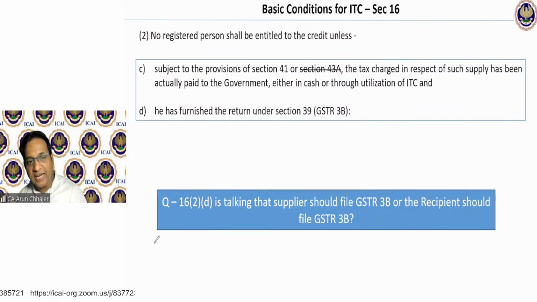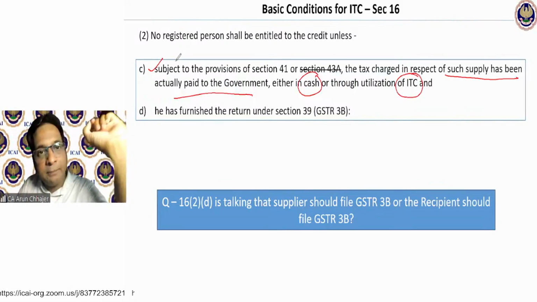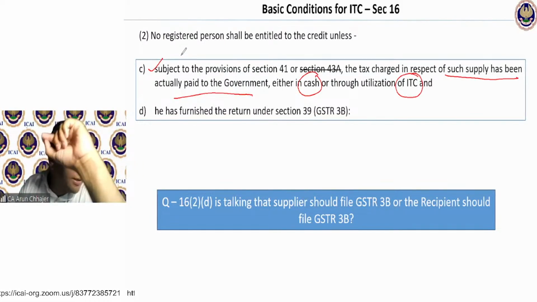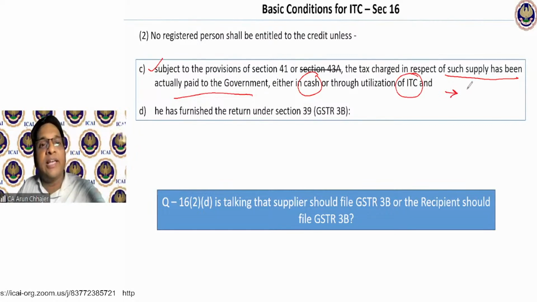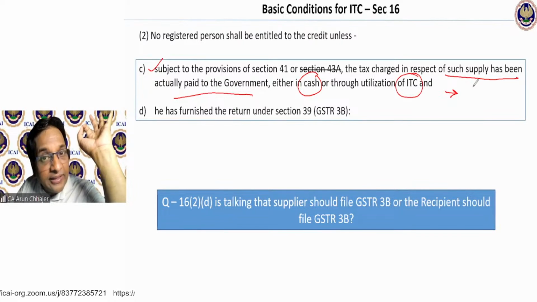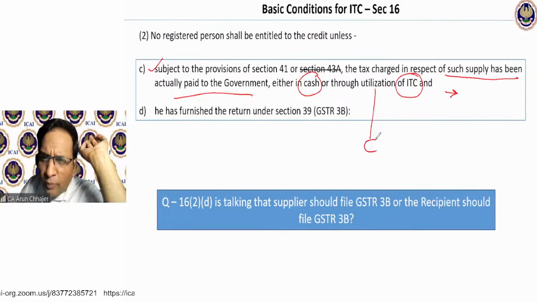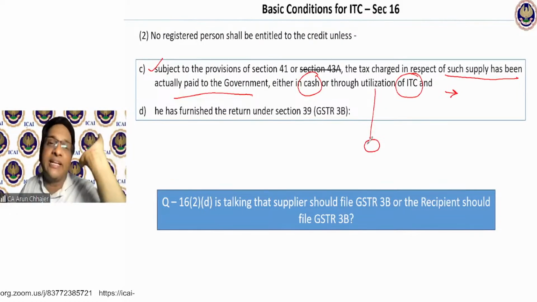16(2)(c) and 16(2)(d). Subject to the provision of section 41, the tax charged in respect of the supply has been actually paid to the government either by cash or by ITC. Only 16(2)(c) is saying that taxes have been paid by the supplier to the government. But the problem is how we will identify this; the mechanism is not available. But I can say one small portion of this you can identify.